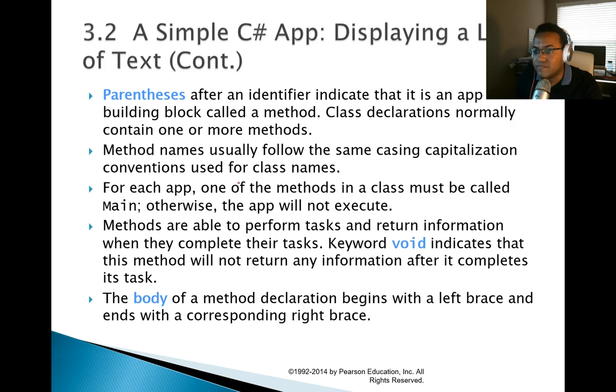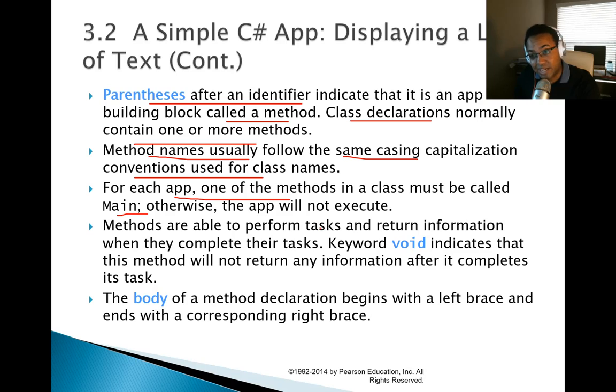You can do this. Parentheses after an identifier indicate that it is an app building block called a method. Class declarations normally contain one or more methods. Method names usually follow the same case and capitalization conventions used for class names. Capitalize each of the words in the method name. For each app, one of the methods in a class must be called Main. Otherwise, the app will not execute. Remember what I said at the beginning of the class?